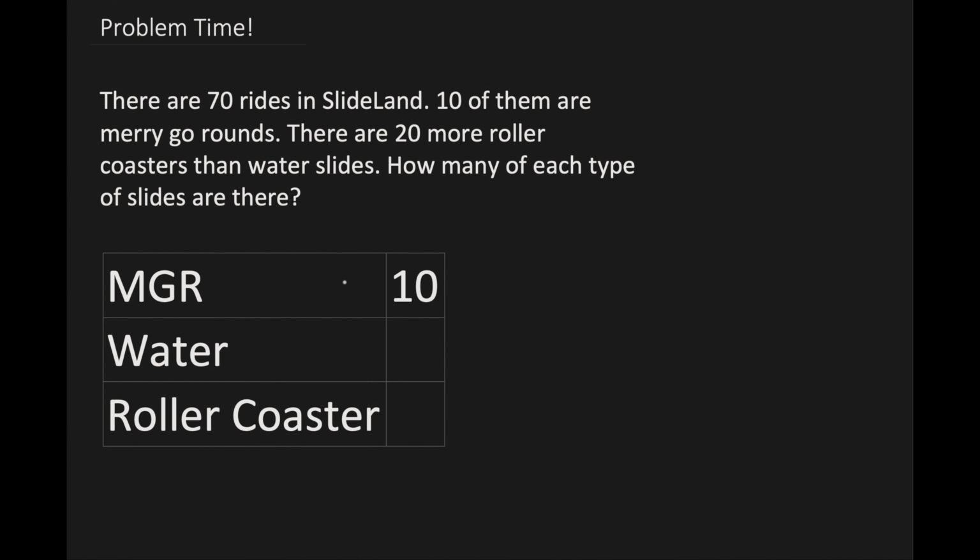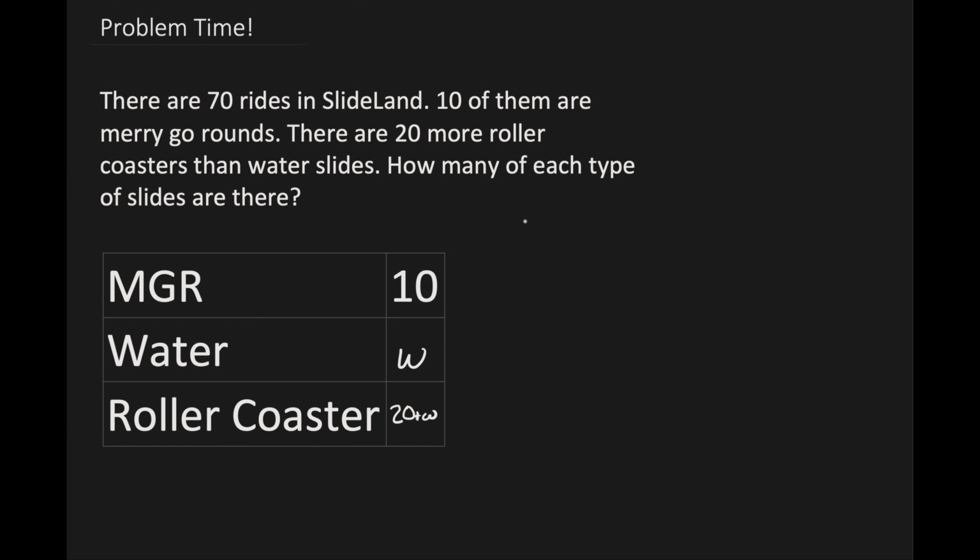Now let's figure this out. Water we don't know, so let's call that W. Now let's write the 70 rides. 10 of them are merry-go-rounds, and there are 20 more roller coasters. So we have 20 plus W is how many roller coasters there are.